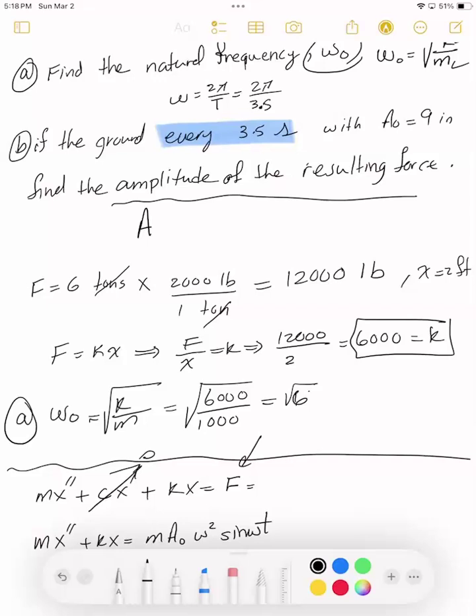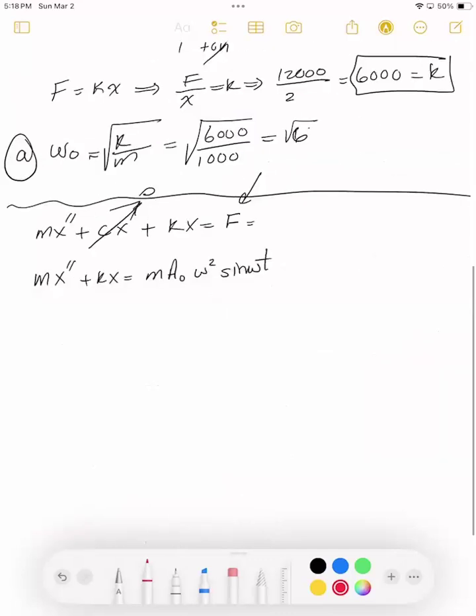So let's calculate this. It is equal to 1.7952. So I went 4 decimal points. That's about it, okay? So that is the omega that we need.